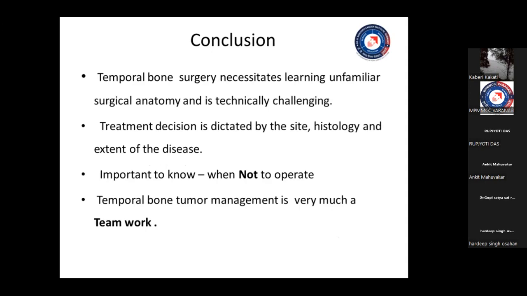So coming to conclusion, temporal bone surgery necessitates learning unfamiliar surgical anatomy and is technically challenging, and hence a working knowledge of the normal as well as variant anatomy is quite important for a proper disease clearance. The treatment decision is dictated by the site, the histology, and the extent of the disease. It's also equally important to know when not to operate in order to reduce the morbidity related to surgery.